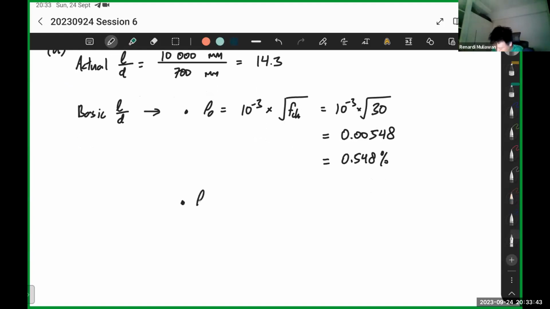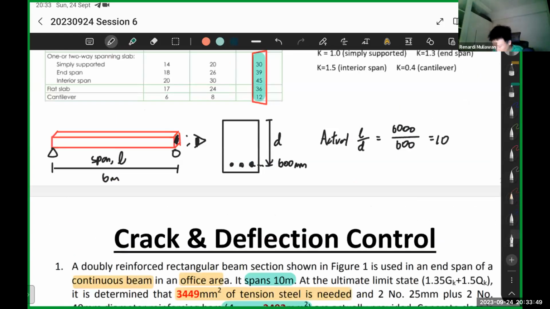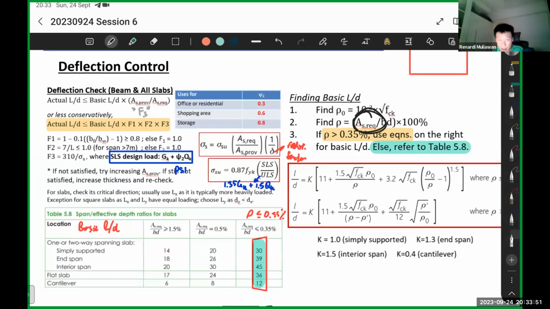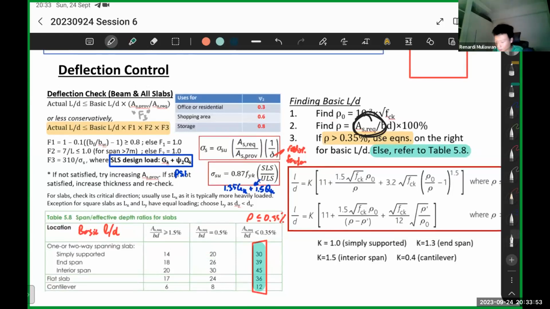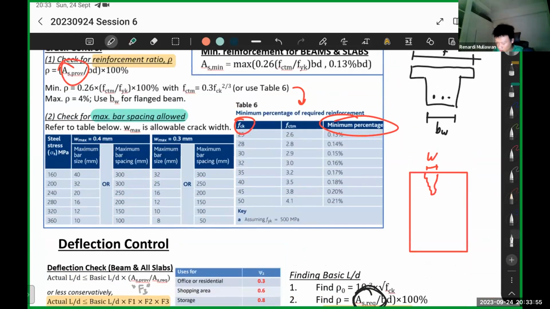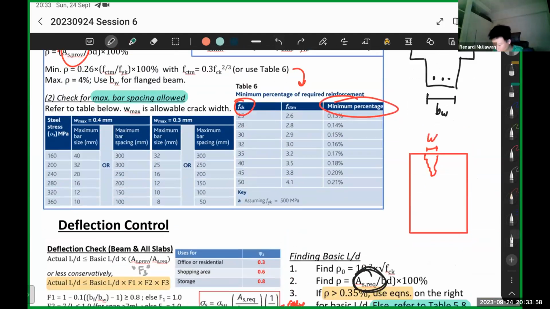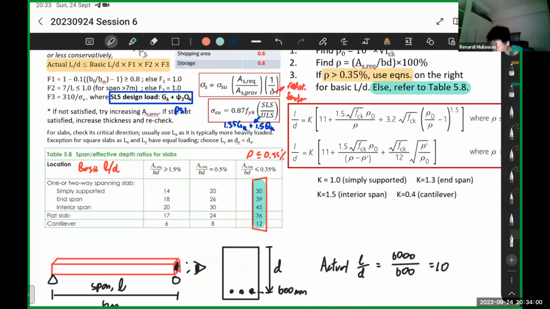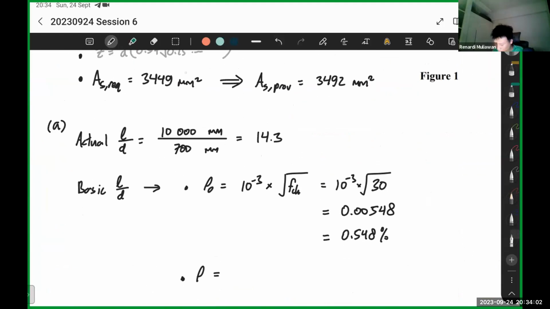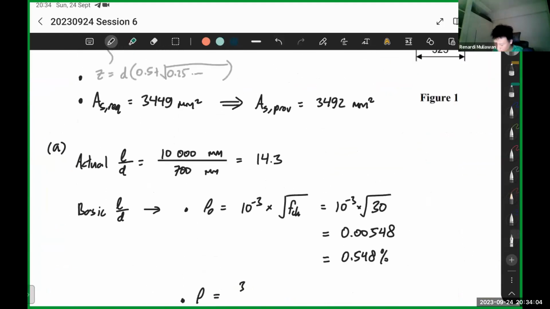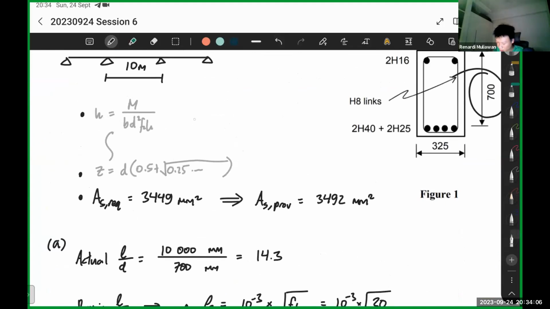Then let's go to rho, which is the reinforcement ratio. Again, for basic L over d, the area of steel that we use is As required, not As provided. It's different from the crack control, so be careful with this. So we'll get As required, which is 3449, again from the bending moment design.